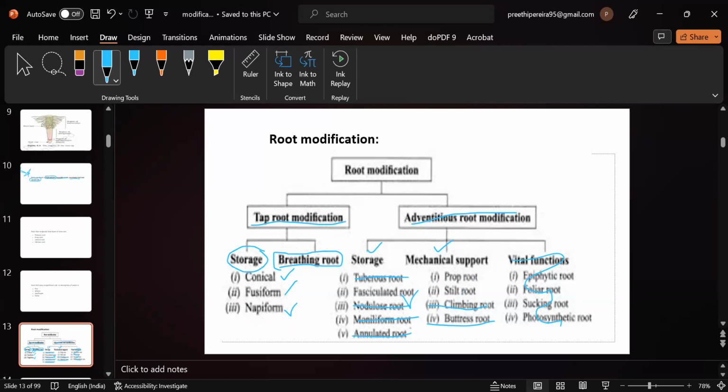Now again, I'll tell you all root modification. We have taproot and adventitious root. Some of the taproot are involved in storage. So they are storing some components. Example for that is conical, fusiform, and napiform. Breathing, I will tell you which others. Breathing roots. Adventitious roots are divided again into storage and mechanical support. Storage के लिए only fasciculated root. Mechanical support के लिए adventitious root is prop root and slit roots. Okay, write down this chart and I will go.